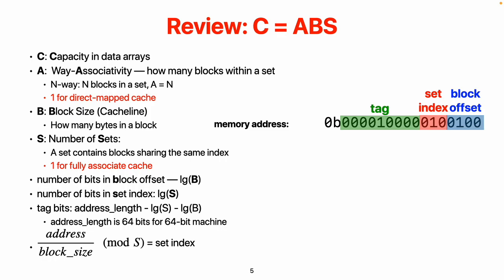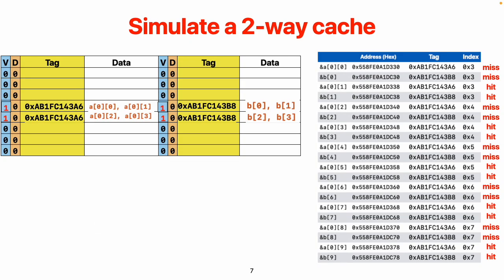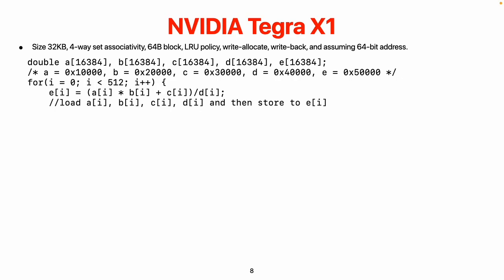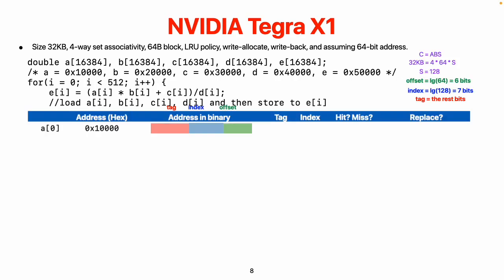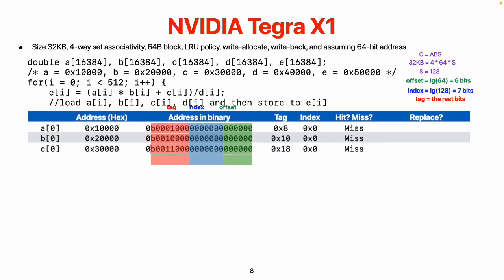And the number of bits in the block offset would be log B, and the number of bits in the set index would be log S. So that's the usage of C equal to ABS. And using C equal to ABS, we are able to simulate a two-way cache, as we talked about last time. And we also tried to simulate the performance of your code on an NVIDIA processor like this.